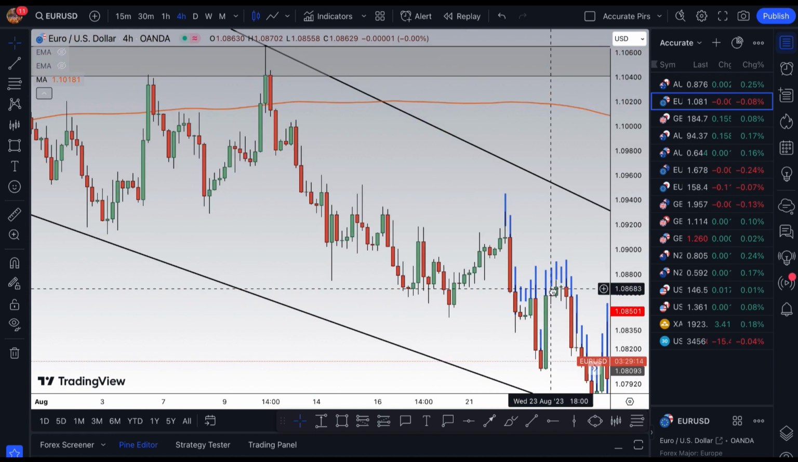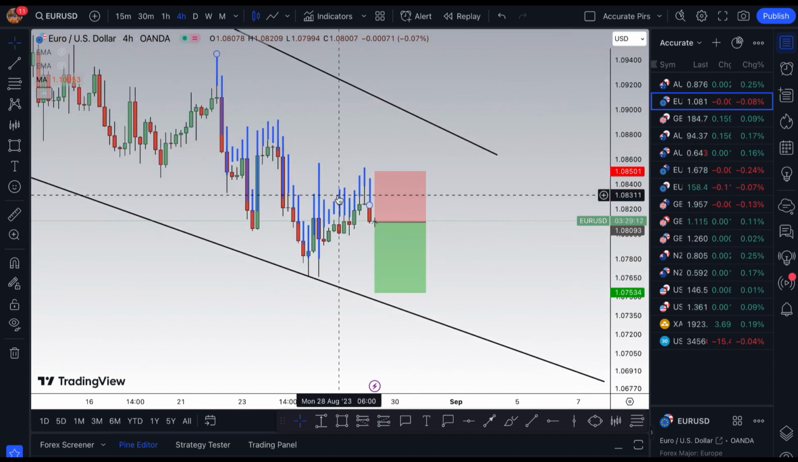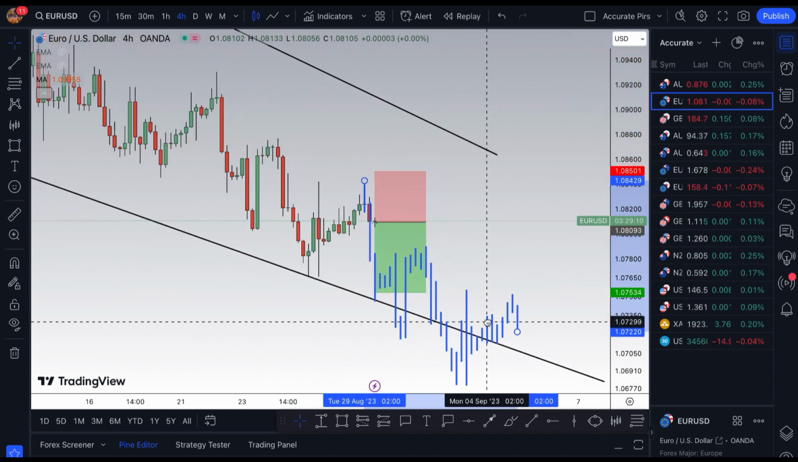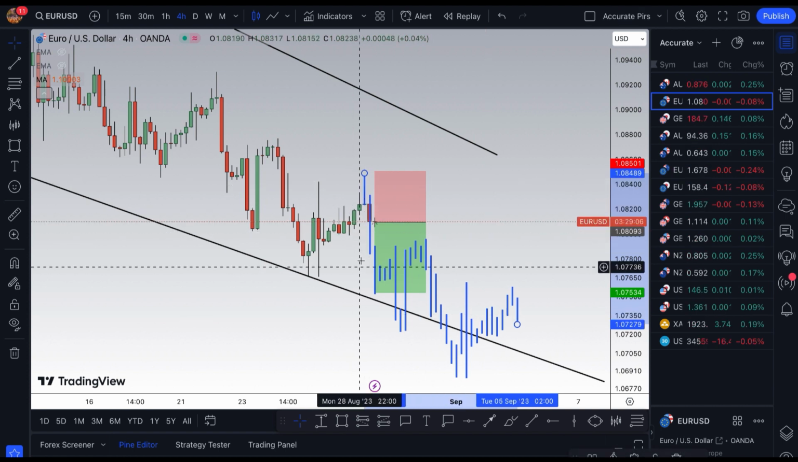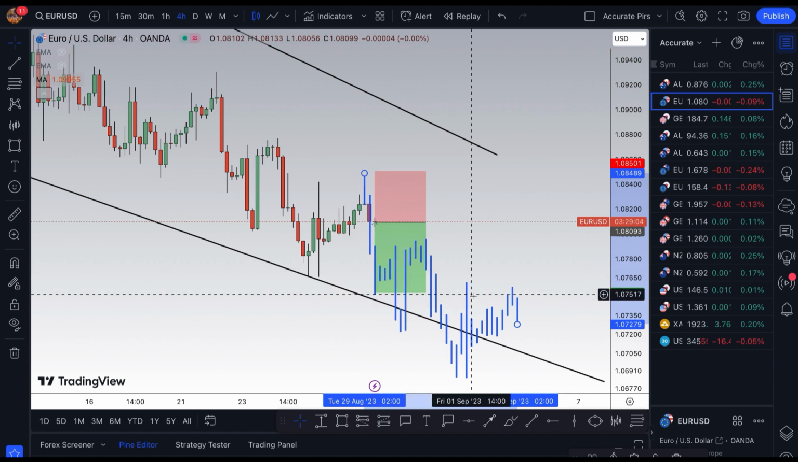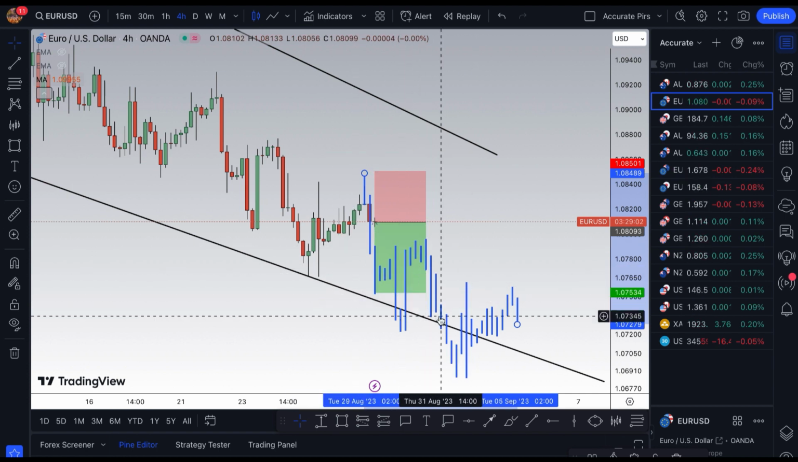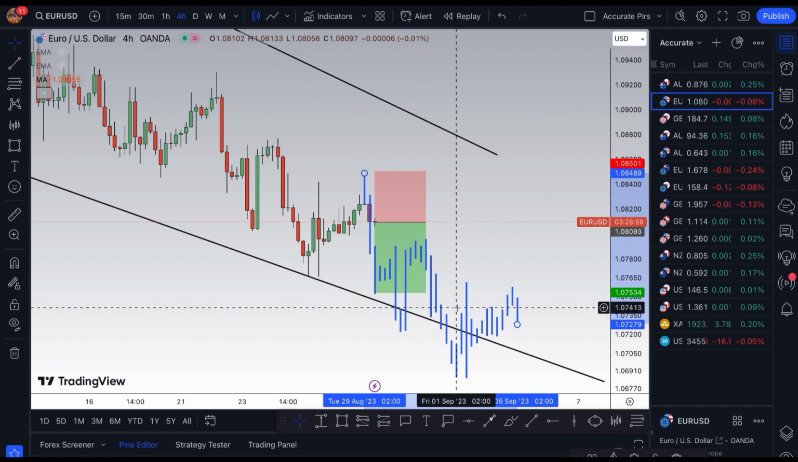The reason I have my target level around here is that I'm looking to take around 56 pips, but I am expecting the market to do a similar thing to what it did before when it was making its way down to the downside. So that's with EUR USD.